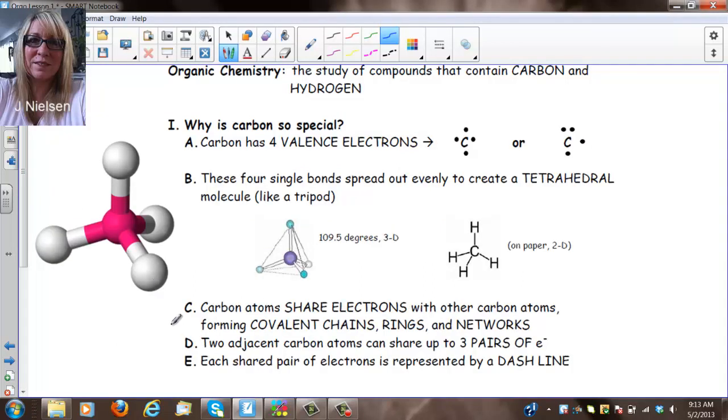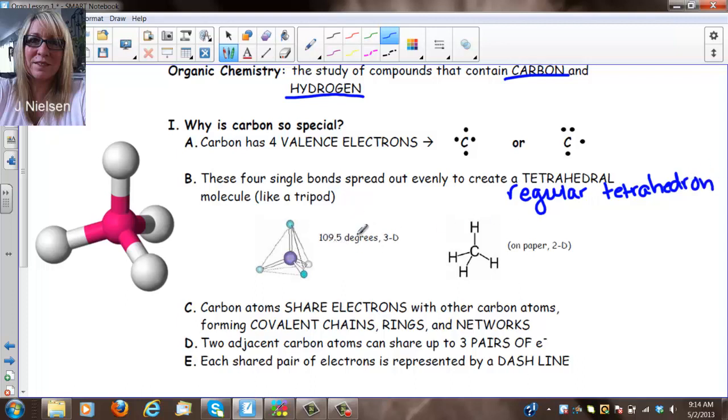So organic chemistry is the study of compounds that contain carbon and hydrogen. And one thing that's unique about carbon is because it has 4 valence electrons, which you know it's in group 14, and these 4 single bonds spread out evenly to create a tetrahedral. It's sometimes referred to as a regular tetrahedron. So we're talking about the same thing.